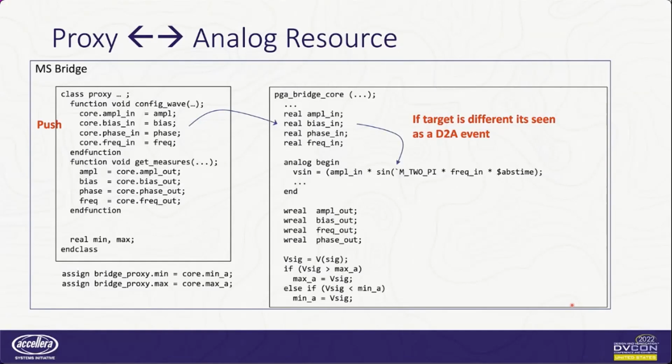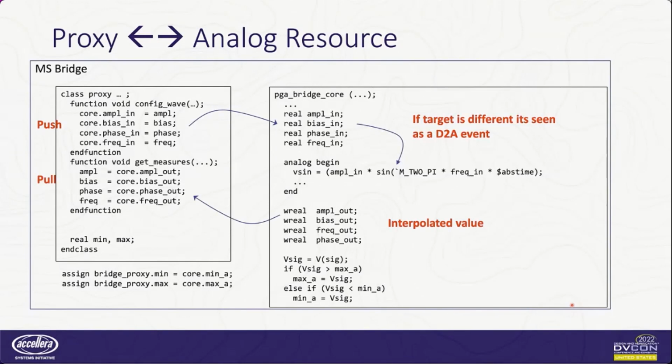And then once inside the core, those will then be passed down. In this case, this is a Verilog AMS module that has some analog code, and so those values will be used to generate an analog sine wave that can then be driven out onto electrical ports.